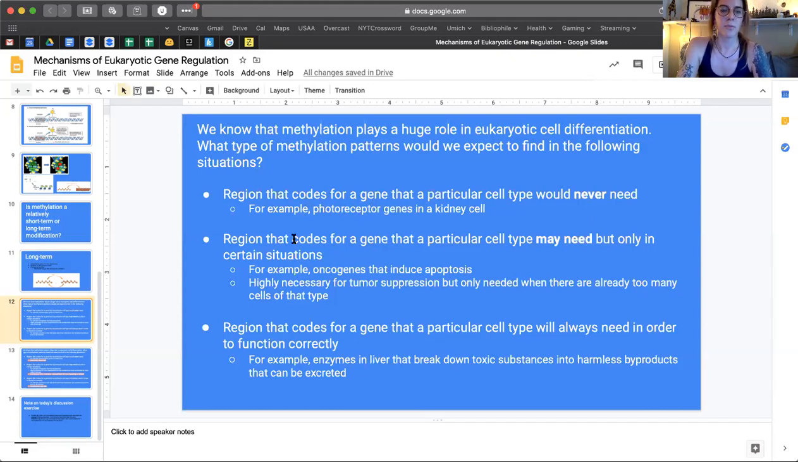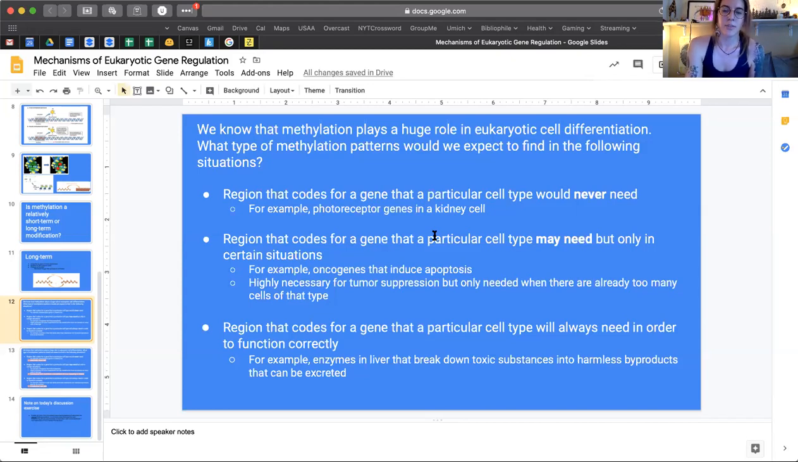Second situation, what if we had a region that codes for a gene that a particular cell type may need, but only in certain circumstances or under certain conditions? For example, oncogenes that will induce apoptosis, we obviously really want those. We want those to be able to be transcribed if necessary, because that will play a huge role in cancer suppression and preventing tumors. But we don't necessarily want them always transcribed.